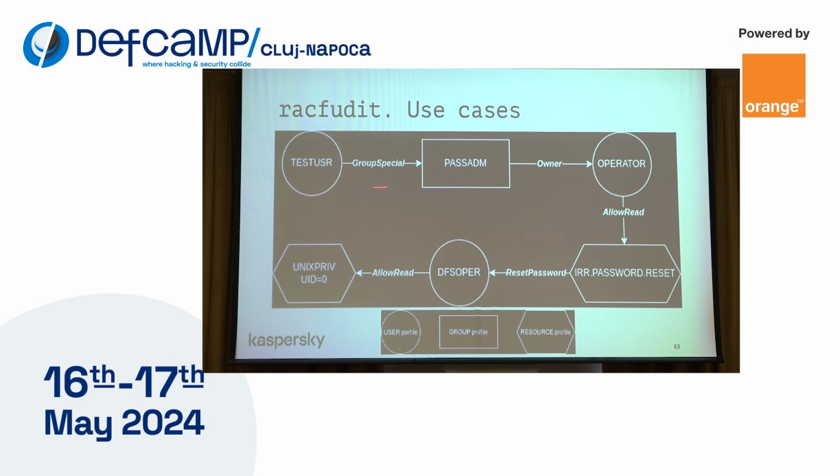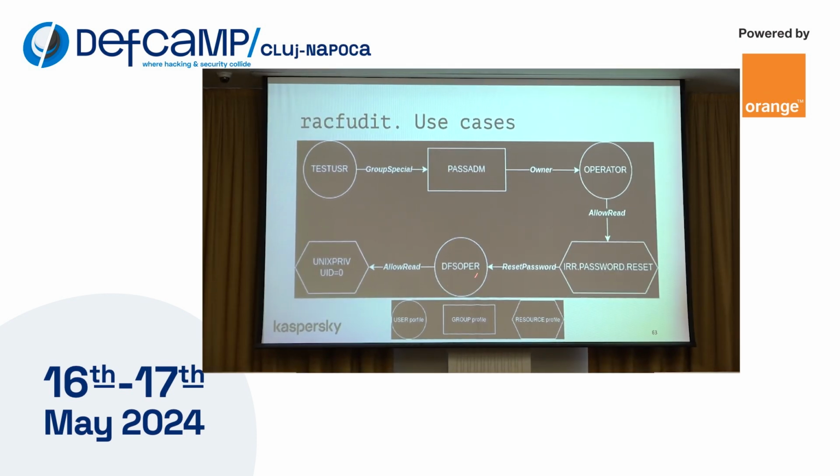Test user has a group special attribute under the group pass ADM, and pass ADM is the owner of user operator. Thus, test user may reset the password to operator. Next, operator is allowed read to the password reset resource, and we may reset the password to the DFS oper user, and such a user has the privileges to enter Unix as root, for example, with a UID. Yeah, it's the first chain.